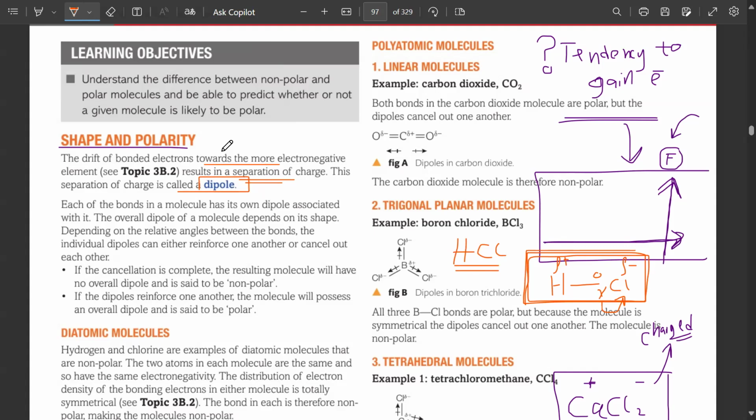Each of the bonds in a molecule has its own dipole associated with it. The overall dipole of a molecule depends on its shape, on the relative angles between the individual dipoles, which can either reinforce one another or cancel out. Now, when will they cancel out? In a Cl2 molecule, both atoms have the same electronegativity. The dipoles cancel out with each other. So this is a non-polar molecule. Got it?